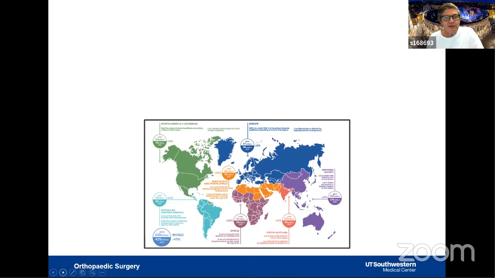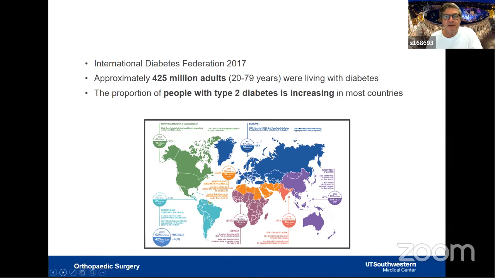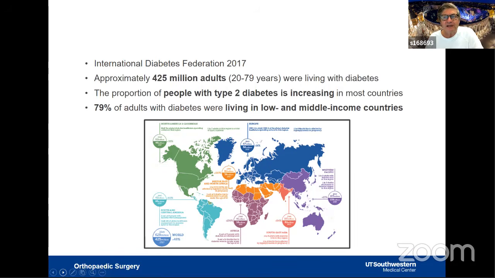So if you look at the International Diabetes Federation, and this is data from 2017, they estimated that over 400 million people who were adults were living with diabetes. And the proportion of type 2 diabetes we know is increasing in most countries, especially developing countries. 80% of diabetes, again, you think about that, are living in low and middle income countries, those developing countries.